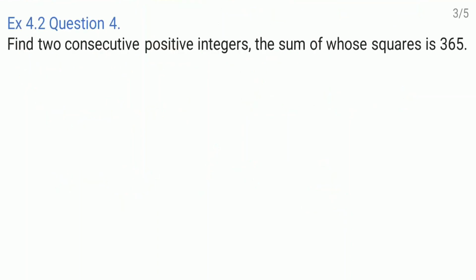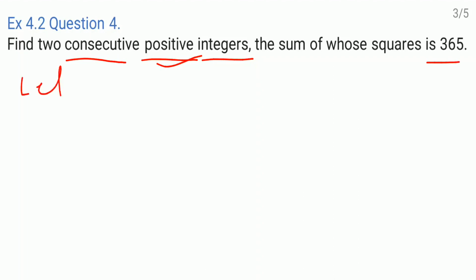Question number 4. Find two consecutive positive integers. See, here you have to pay attention. They are talking about two consecutive positive integers, the sum of whose squares is 365. Right? So let us consider the consecutive integers.